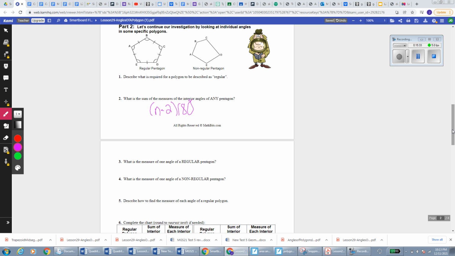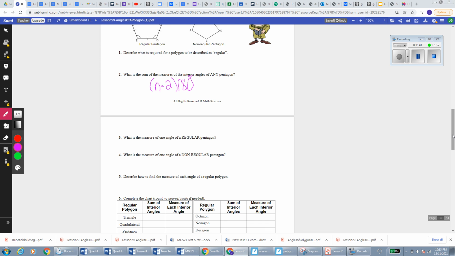What is the measure of one angle of a regular polygon? Well, if our formula n minus 2 times 180 gives us the sum of all of the angles, and the polygon is regular, meaning that all the angles are equal, all we have to do is divide by the number of angles that there are to find out what each angle should measure. So I'm just taking our formula from before and dividing it by n, by the number of sides, which is also the number of angles, to get just one angle in that regular polygon.